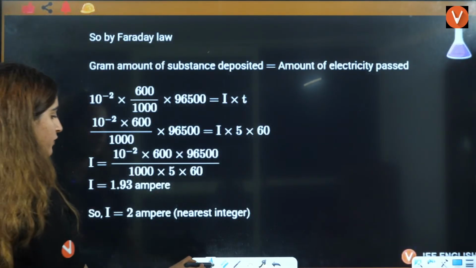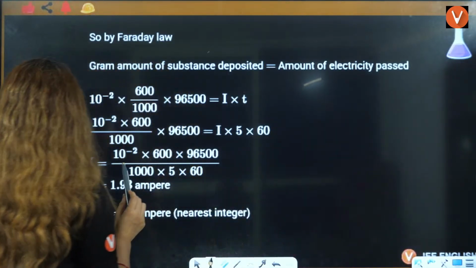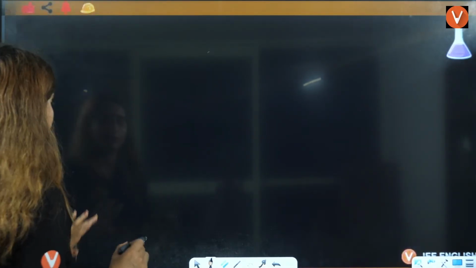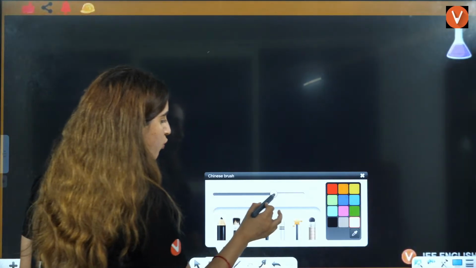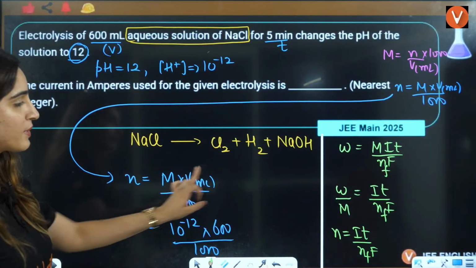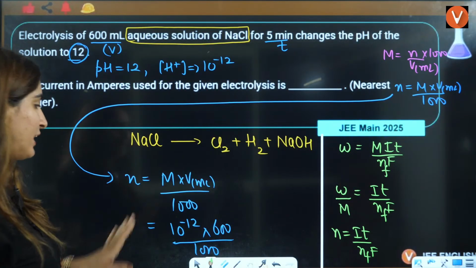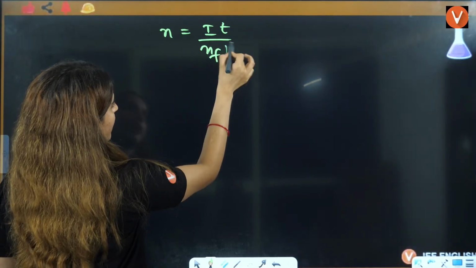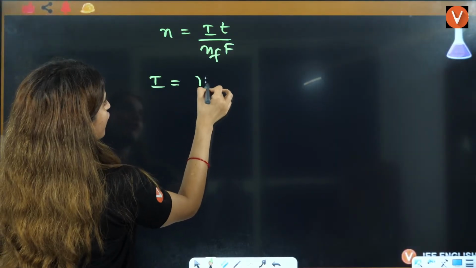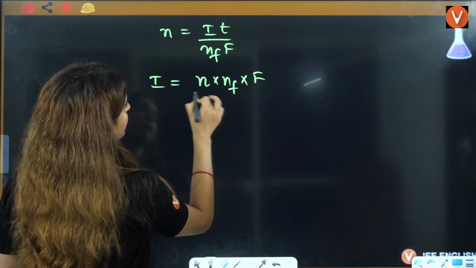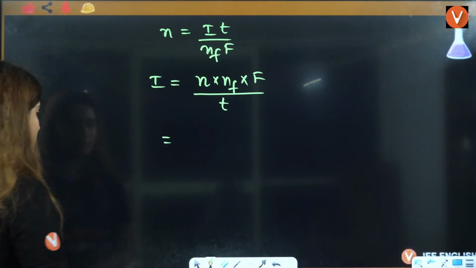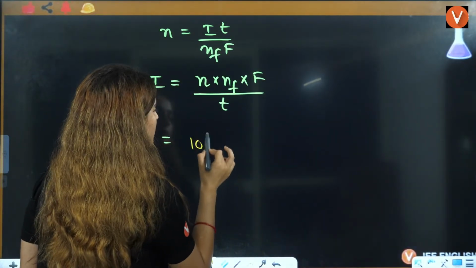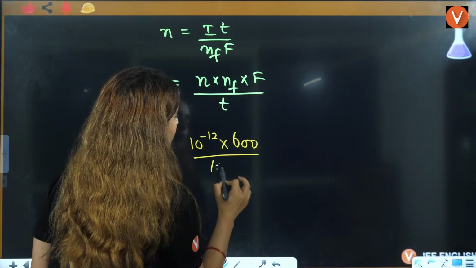Okay, I'll solve it, right? So number of moles, this is coming out to be n is equal to It by nF. So that means current is going to be number of moles multiplied by nF into Faraday divided by time. Number of moles is given by 10 raised to the power minus 12 into 600 divided by 1000. So you just put all the values here.